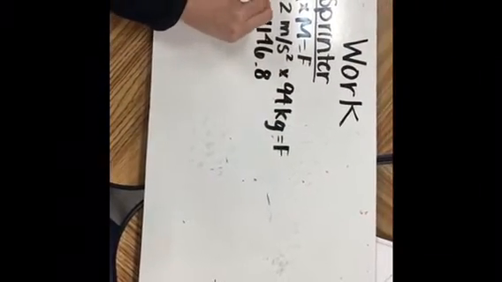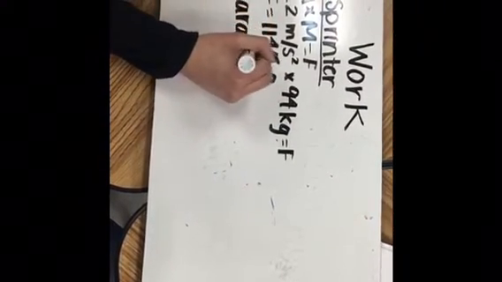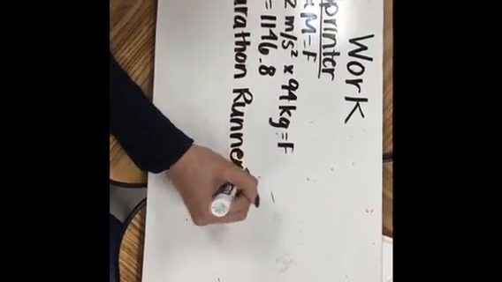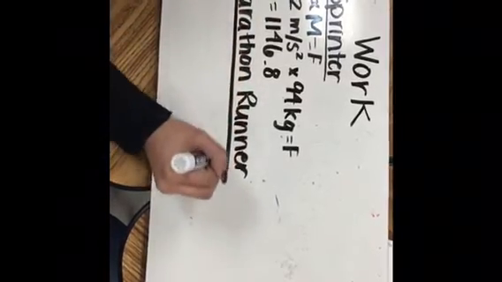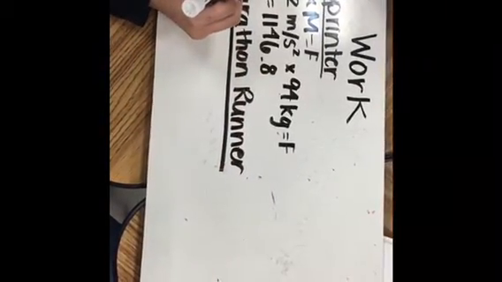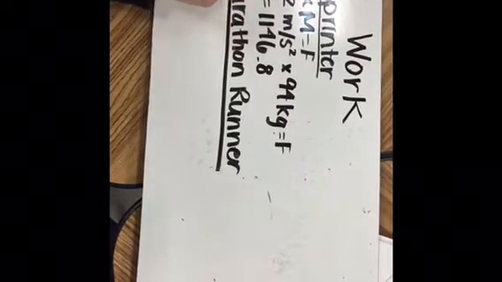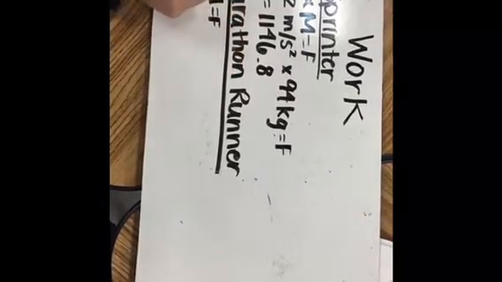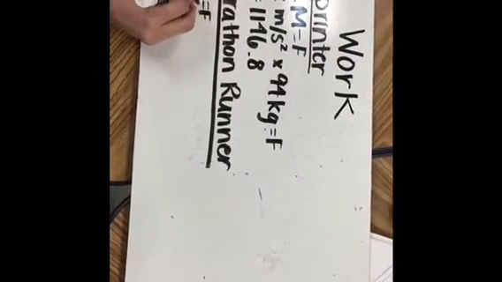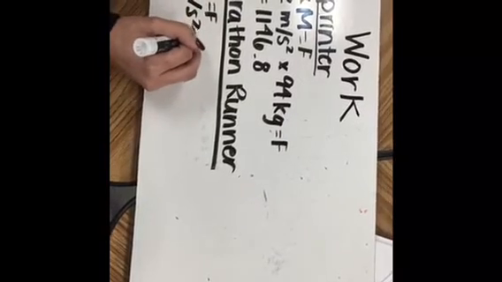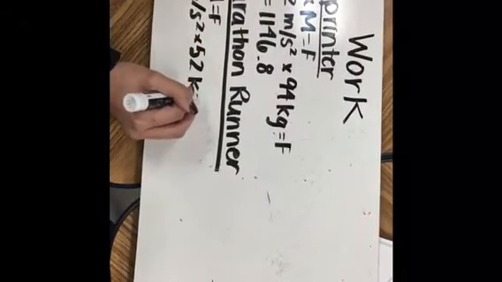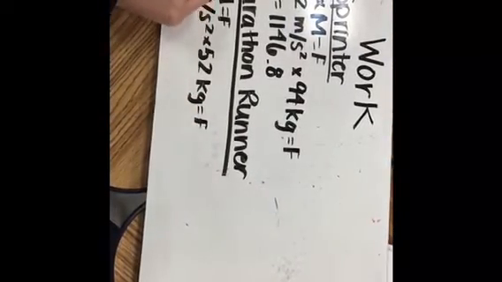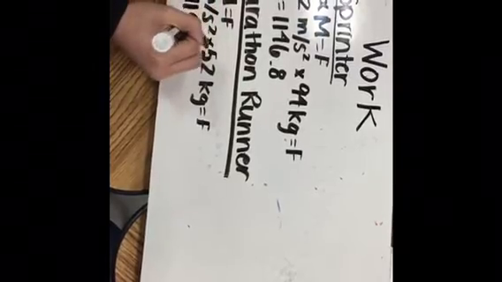For the marathon runner, you have to multiply A times M and get F. 0.3 meters per second squared times 52 kilograms equals F. F equals 119.6.